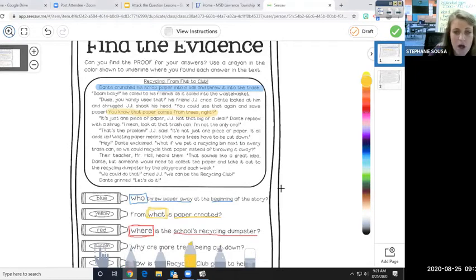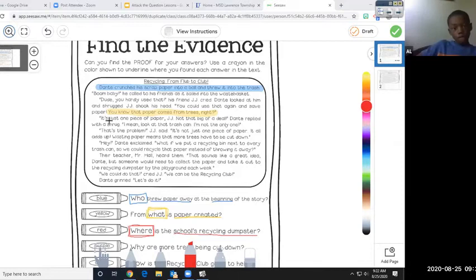I appreciate that. All right, so now I'm going to switch to my highlighter and make it red. Where is the school's recycling dumpster? So far, Dante and JJ have not talked about the recycling dumpster, so I know that I don't have to read this again. I can keep reading to find the rest.